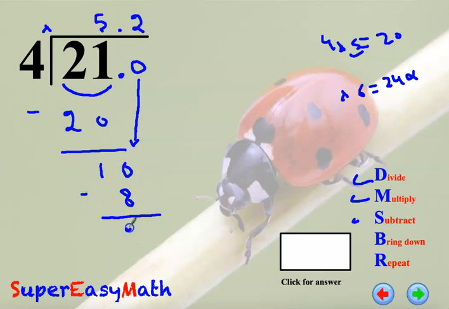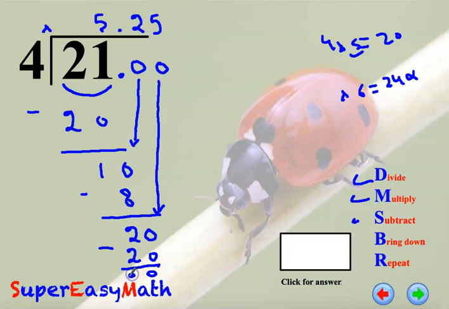Subtract, 10 minus 8 equal to 2. No more digits to bring down, and the remainder is not equal to 0 also, so we will add another 0. Bring down. Now how many 4 we have in 20? We have 5. Then multiply, so 4 times 5 equal to 20. Subtract, 20 minus 20 equal to 0. Now the remainder is equal to 0, then our division is over. So 21 divided by 4 equal to 5.25.